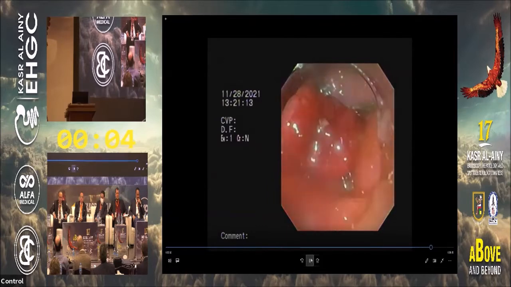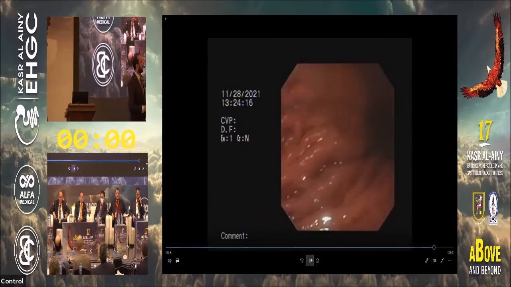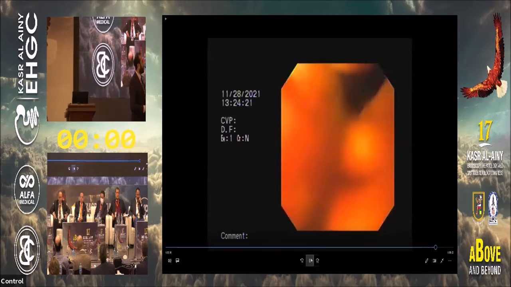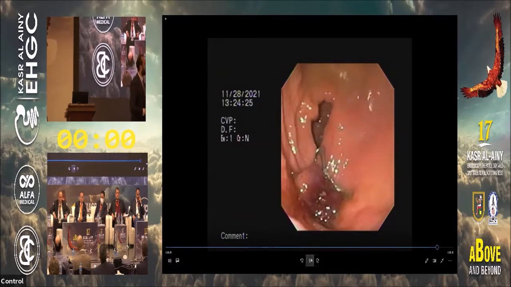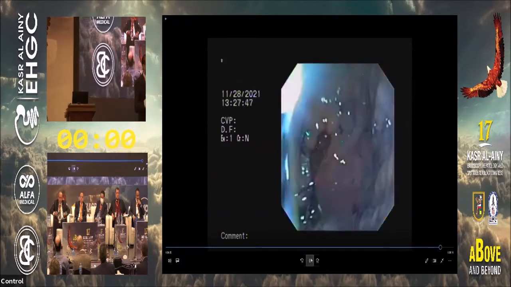This is the opening in the middle of the antrum, without the cap, with the site of the methylene blue testing to prove that there is no leakage.